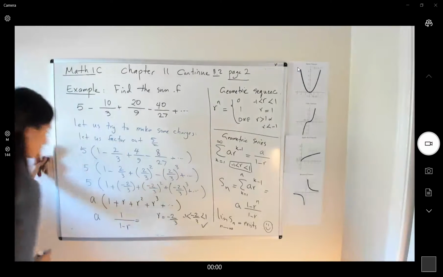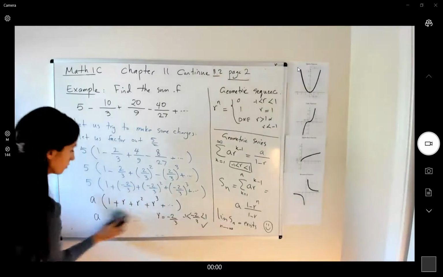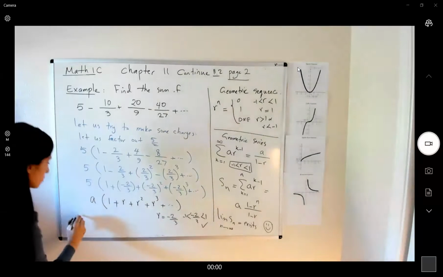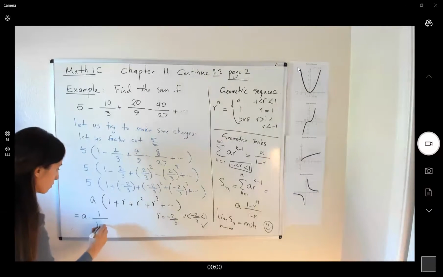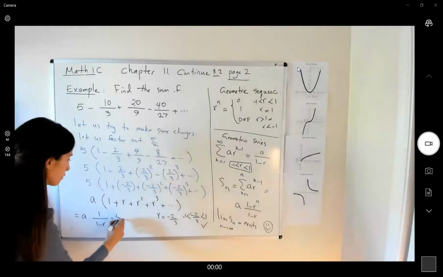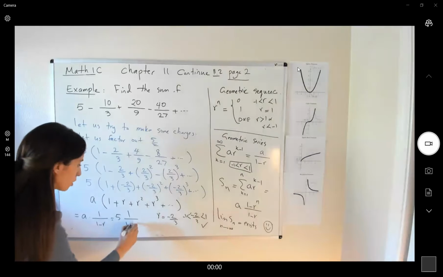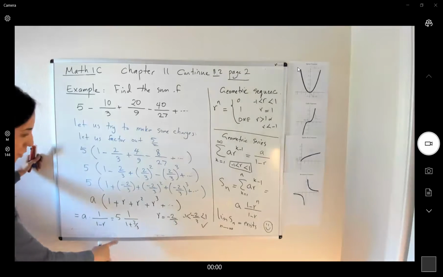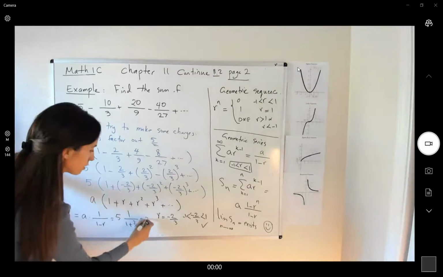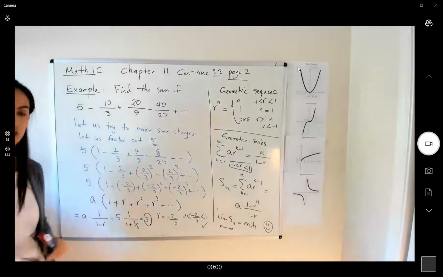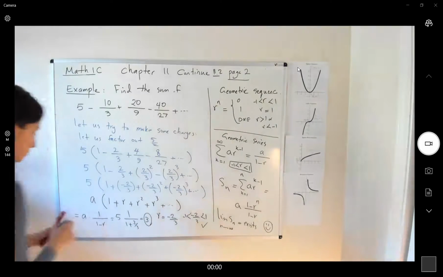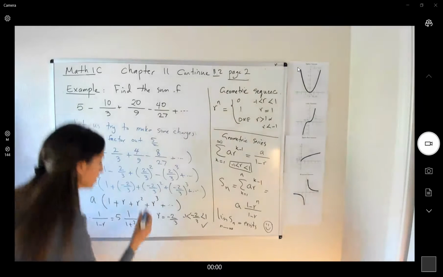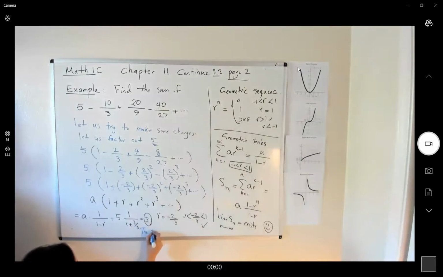This is equal to a, my a is 5, times 1 over (1 plus 2/3). Let's say common denominator, we get 5 over 5/3. We can cancel out 5 and 5. The sum converges to 3. So here your conclusion is the series converges to 3.